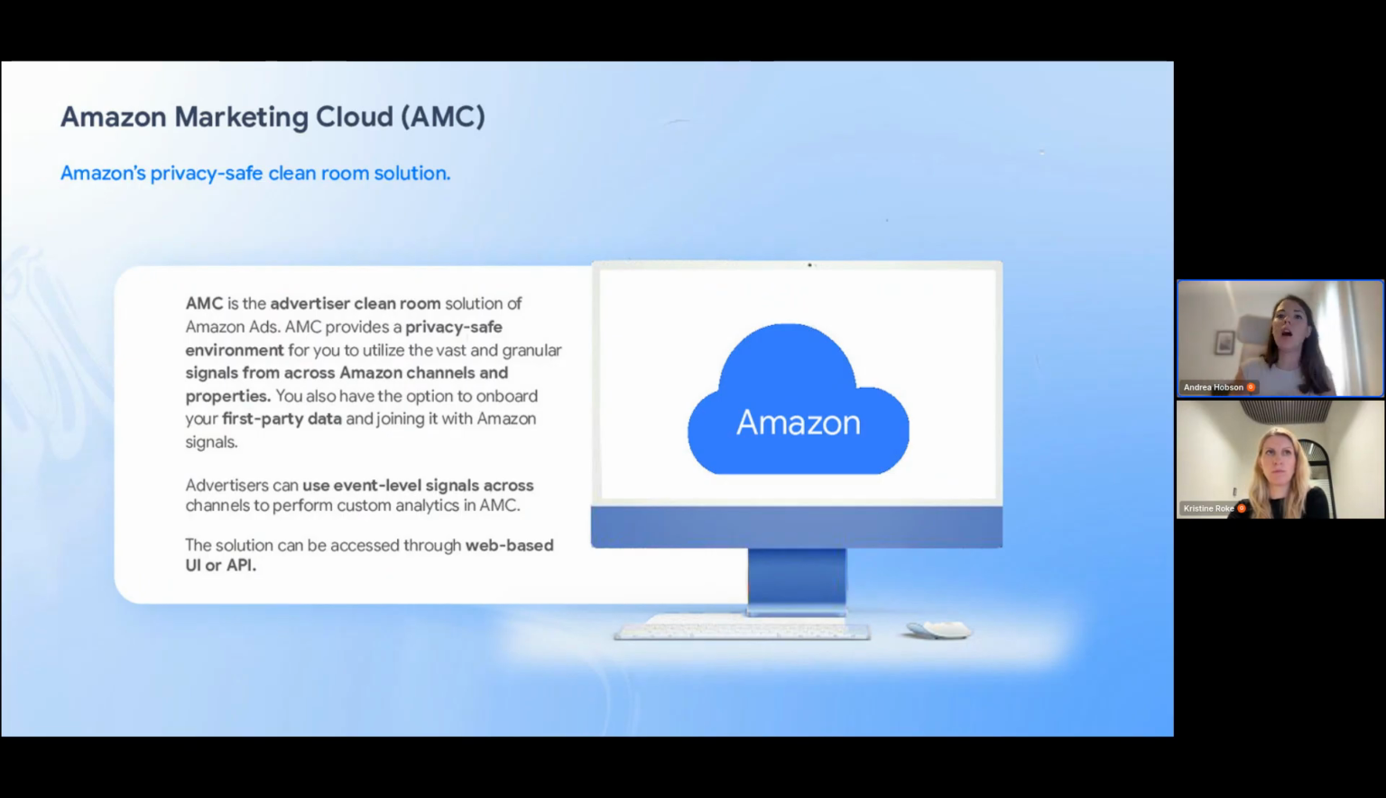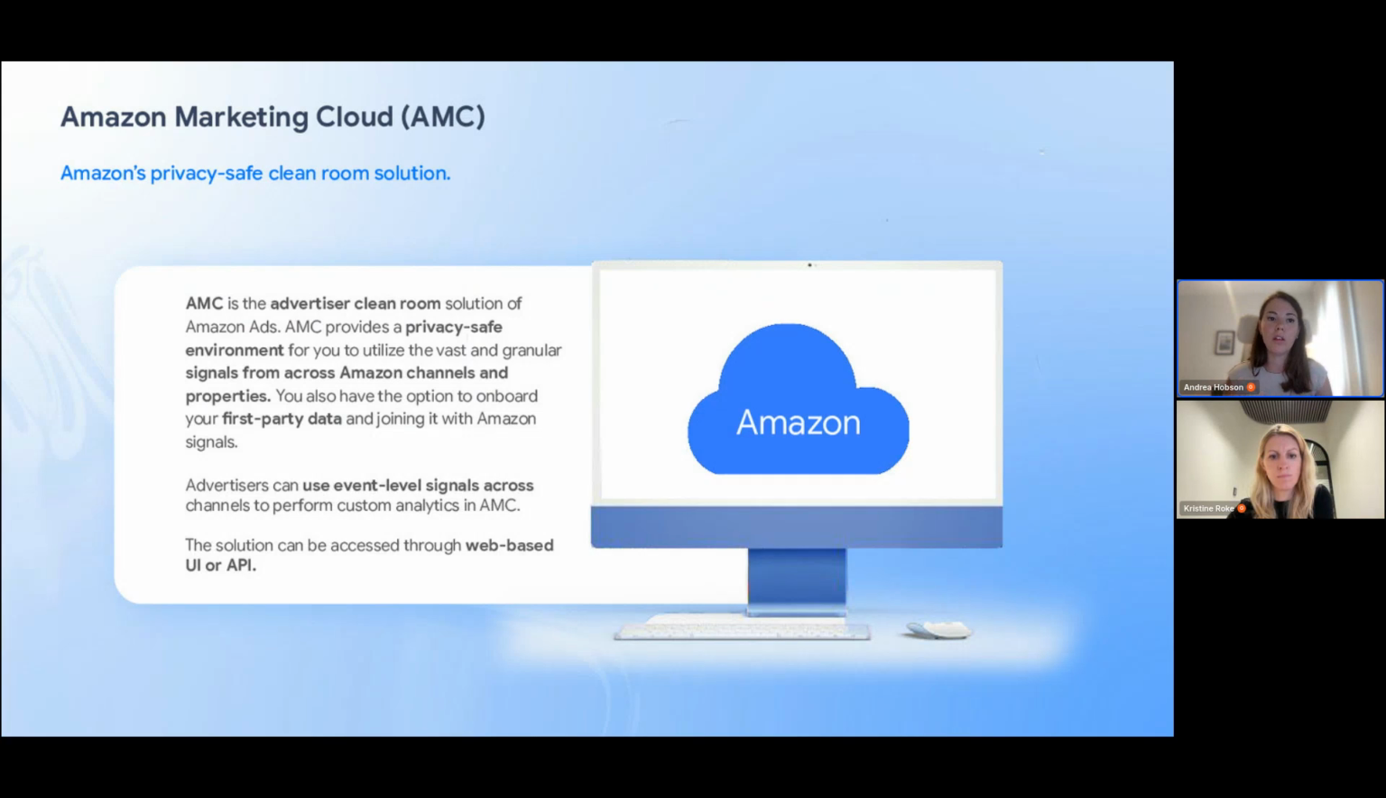We covered the scenery, but let's understand what AMC, or Amazon Marketing Cloud, is. It's a privacy safe clean room solution, a secure cloud-based environment where advertisers can analyze their campaign performance without compromising user privacy. Here's what it does. It combines signals across channels. It lets advertisers bring together event level data from multiple sources, for example the DSP, sponsored ads, even your first-party data that you can plug in as well, and answer custom measurement questions.